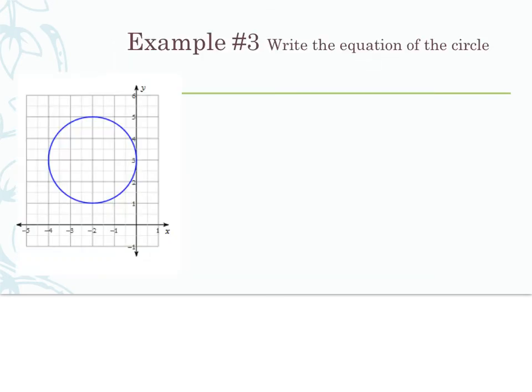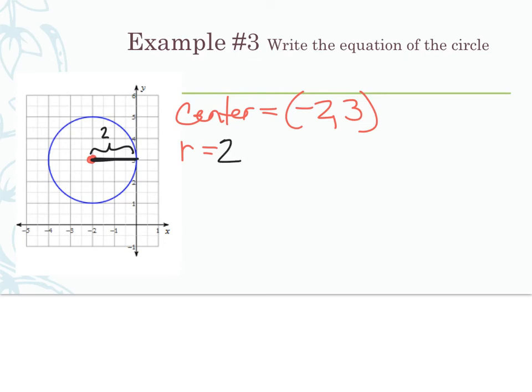Okay, example 3. Same stuff, but the information is coming from a picture this time instead of just given. So let's figure out what r and the center are. The center of the circle is right here, so can you please name that point? The center is (negative 2, positive 3). The radius of that circle, you need to just draw one in and count how many units that is. 1, 2. 2 units long. So the radius is 2.